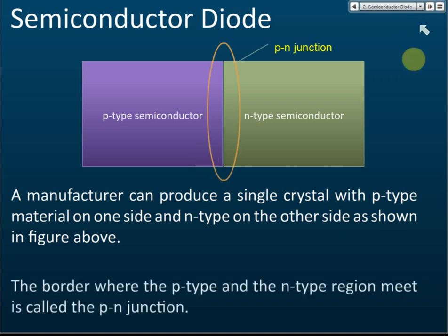Now, the very first thing that you need to know is, if we join this P-type and N-type semiconductor, the border where these two types of semiconductors join together is called a P-N junction. This is the P-N junction, but not yet the depletion layer. Just a P-N junction, not yet the depletion layer. I will explain to you what is meant by depletion layer. So P-type semiconductor joined with N-type semiconductor, and the border where they join together is called a P-N junction.